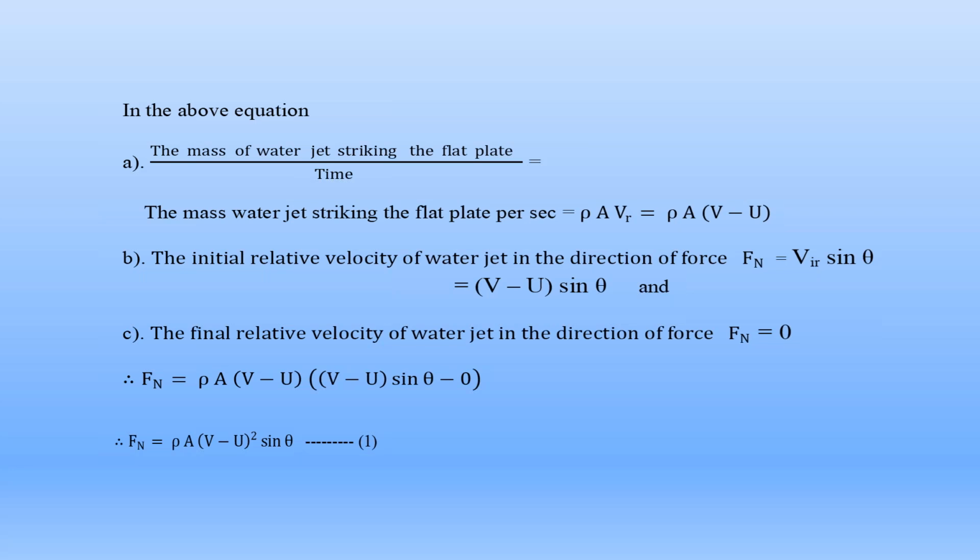When the water jet strikes the moving inclined flat plate in the normal direction, that normal is perpendicular to the surface of the inclined flat plate. In the normal direction, the water jet applies the force Fn on the flat plate. By using Newton's second law of motion, we prepared the equation for that force Fn. Fn is equal to rho A into V minus U whole square into sin theta. With this, I am going to stop this discussion.